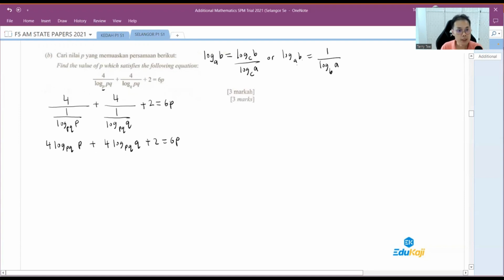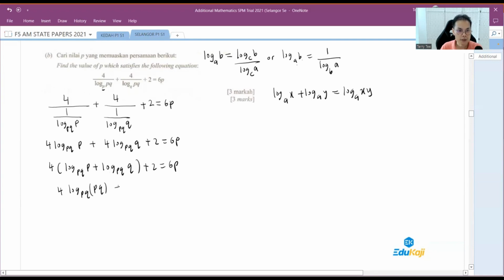Okay, now we can actually combine this, factorize it, take out the 4 log_p q b, log_p q, and plus 2, the result is 6p. Now, in the logs of logarithm, we know that if I have log base a x plus log base a y, when you combine them, the outcome is log base a of x times y. So that's what I'm going to do here. I'm going to put log base pq, p times q, which gives us pq. And plus 2, the result is 6p.